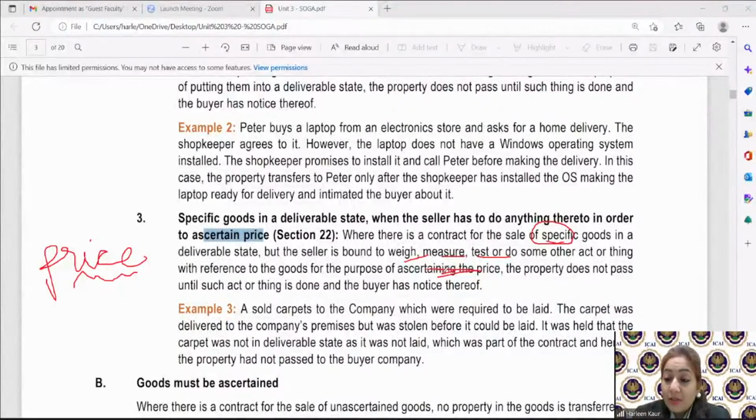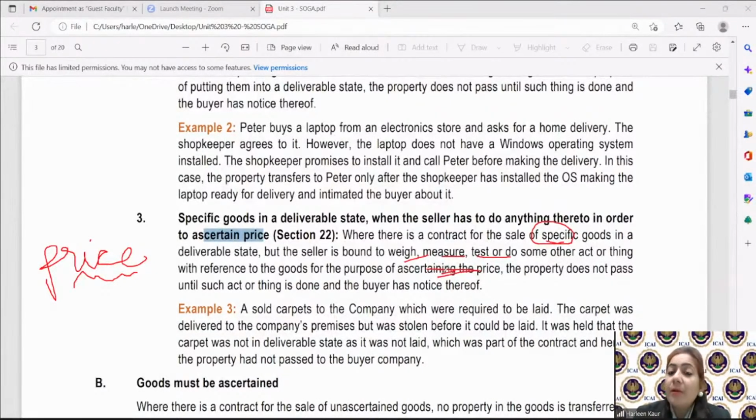Now, don't you think just by picking the apples, the sale happens? No, ma'am. We'll have to pick up. He'll do the weighing. He will check the weight. 5 kg apples have been picked. He will pack. He will tell you the price. Then only the complete contract of sale will happen.